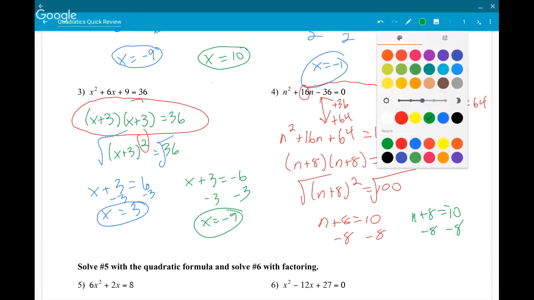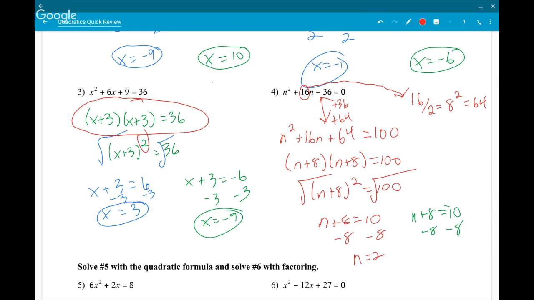And I get n equals 2 and n equals negative 18. Now, again, that method was called completing the square. So this process of turning that last number into a 64, so it factored into n plus 8 and n plus 8, that's called completing the square. You didn't have to do that problem that way.